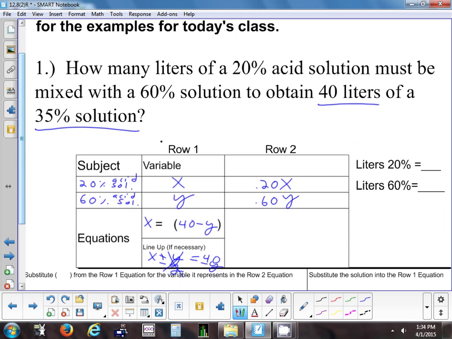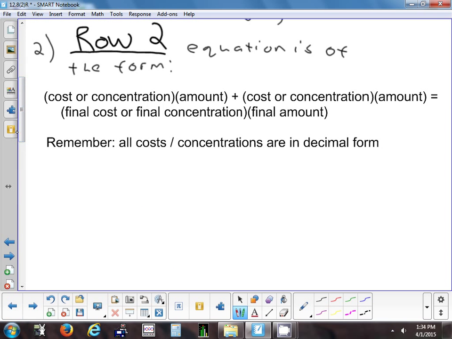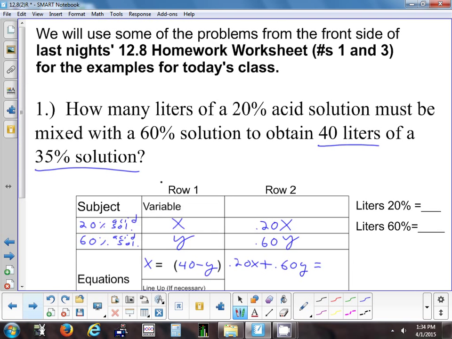So we've got 0.20x. What comes after that? That's concentration times amount. What comes after it? Plus 60% times y, another concentration times another amount. Equals. Let's go back and see what it says. Final concentration times final amount.